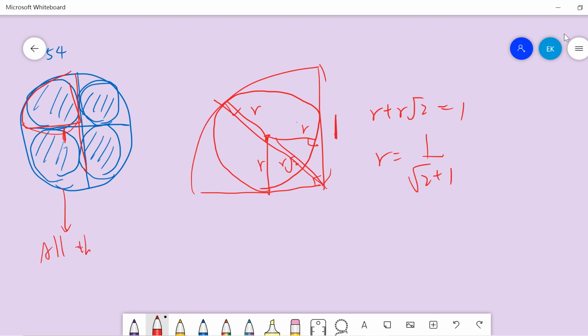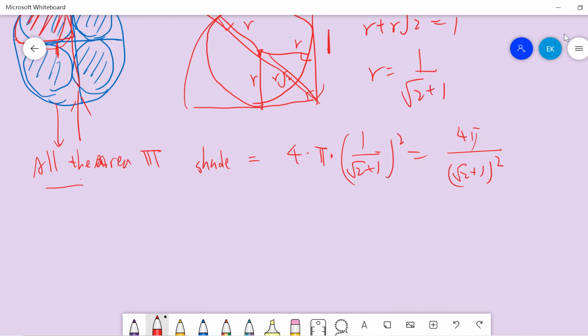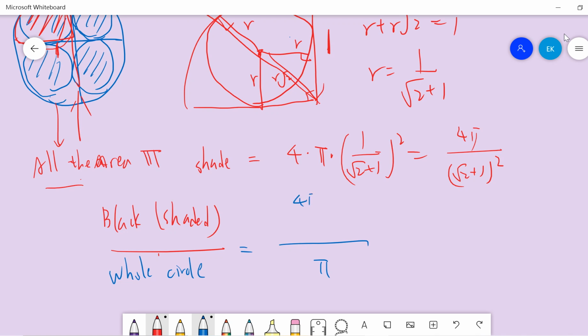So if the whole circle area is pi, then the shaded area is just 4 times pi times R squared, where R is 1 over square root of 2 plus 1. So from this we know that the black region, the shaded region, divided by the whole circle, which is pi, is 4 pi R squared over pi. So this is 4 times R squared. I think this is correct.